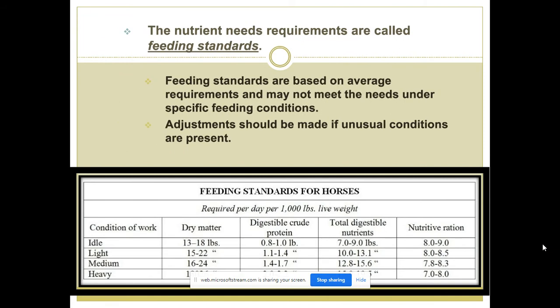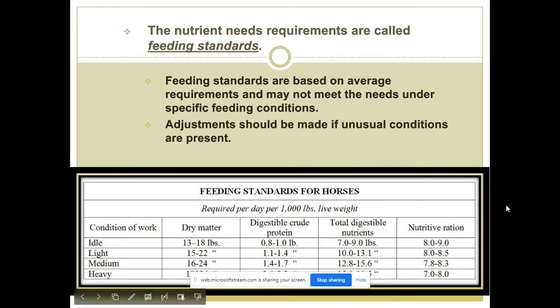Okay, those nutrient requirements are called feeding standards, and they're based on average requirements. They may not meet the needs under specific feeding conditions, and adjustments can be made if there's something unusual with the conditions. For example, cattle that are on pasture in New Mexico: it may be really dry, and there may not be much nutrients available. So you have to adjust the feed ration for that animal.